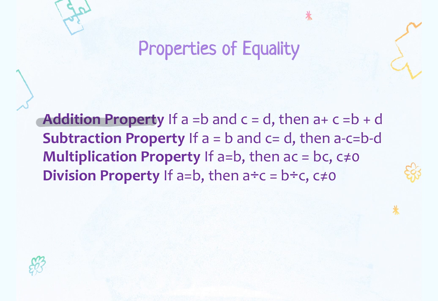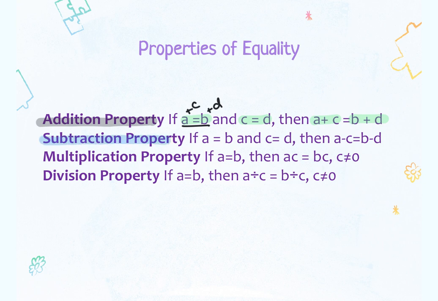The addition property says if A equals B and C equals D, then A plus C equals B plus D. Basically what this means is if you have a statement that's originally true and you add something that was equal to both sides of the equation, then that's your addition property. It keeps the equation balanced.